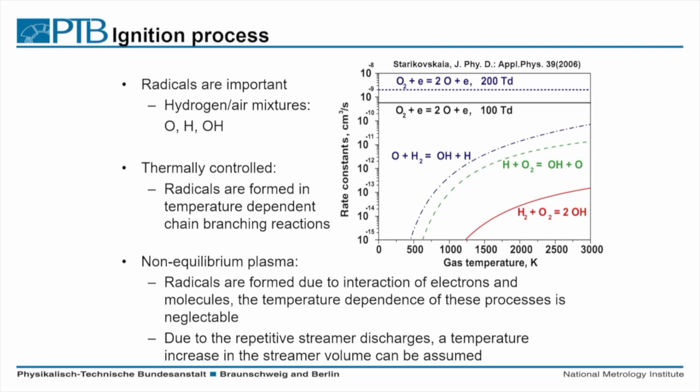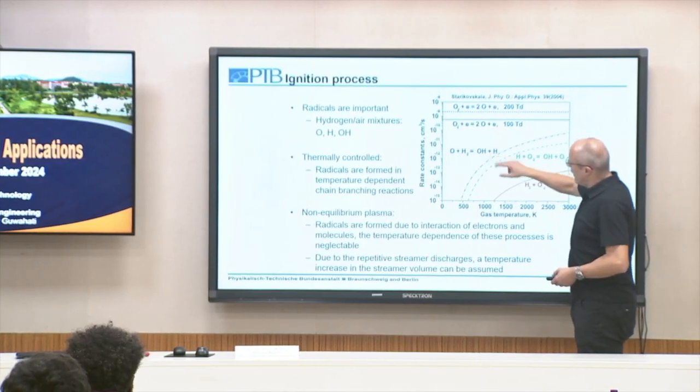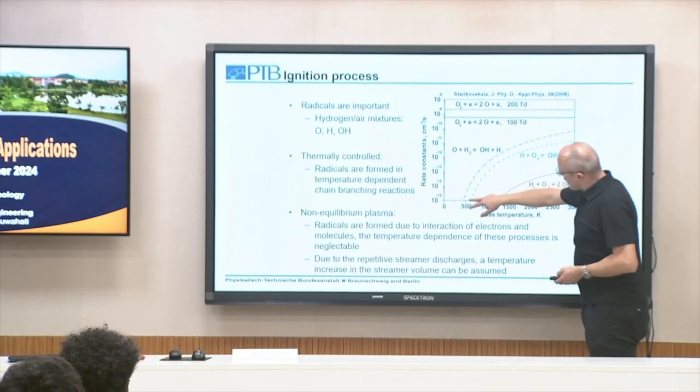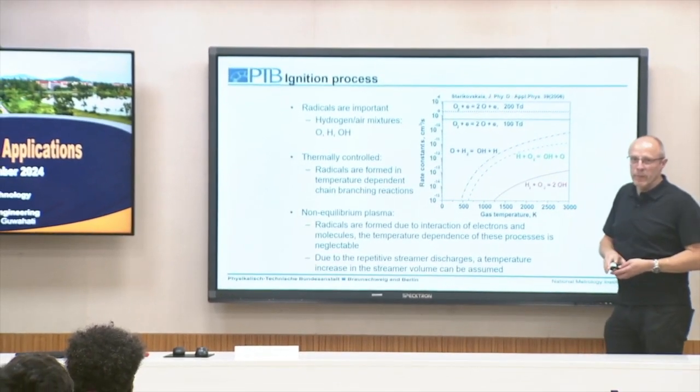what we have discussed until now is thermally controlled reaction. So the Arrhenius type of equations we have seen are dominated by the temperature. And so this here, for the specific radicals we are interested in, OH plus H2 leading to OH plus O. So the reaction rates, of course, strongly depend on the temperature.